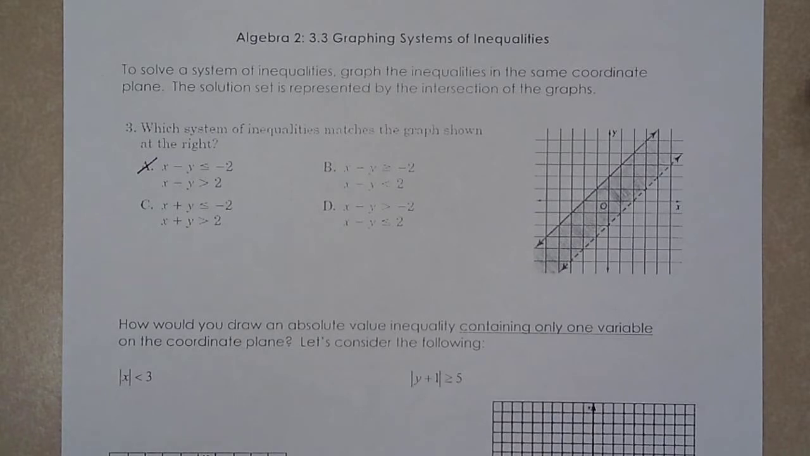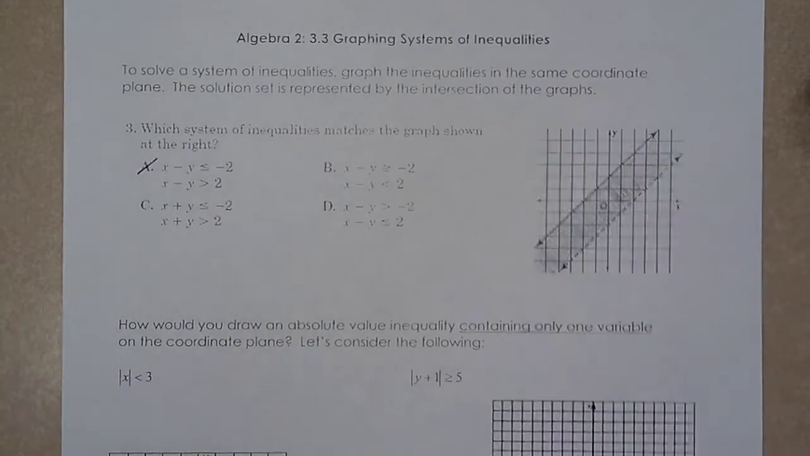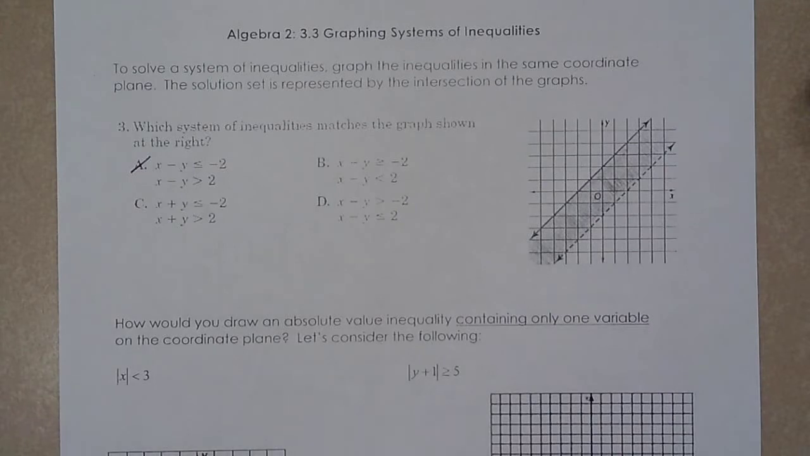So to solve a system of inequalities, we have to graph the inequalities on the same coordinate plane. The solution set is represented by the intersection of the graphs. When we were working with equations, you remember that this was just a single point. A single ordered pair was our solution. However, when we're doing inequalities, you can see that the shaded area of the two graphs is now our solution.